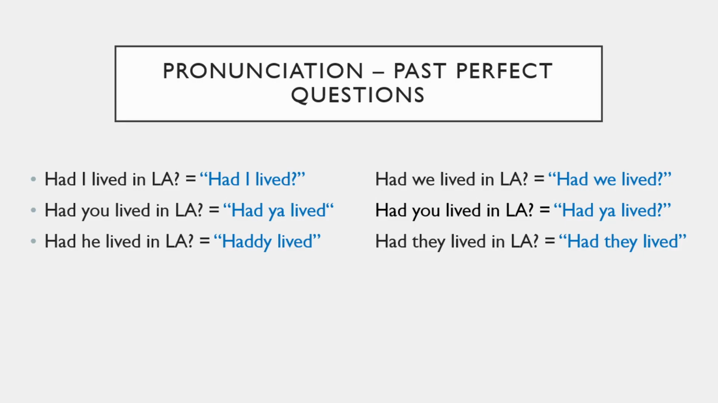Second person plural, it's much the same as second person singular. Had you lived? It's basically the same. Okay. Third person plural, had they lived? Had they lived? Okay, so let's talk about the past perfect progressive.